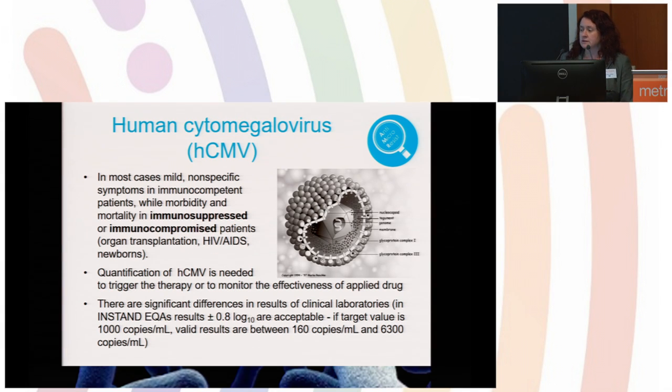Unfortunately, there are quite significant differences in results in clinical laboratories. There is an example in INSTAND external quality assurance schemes. The results which are plus minus 0.8 logarithm are acceptable. In other words, if the target value is 1,000 copies per milliliter, valid results are between 160 copies and 6,300 copies. So you can see what the range of the valid results is.